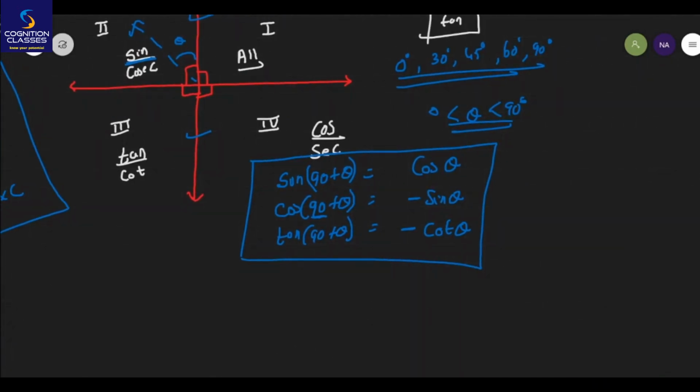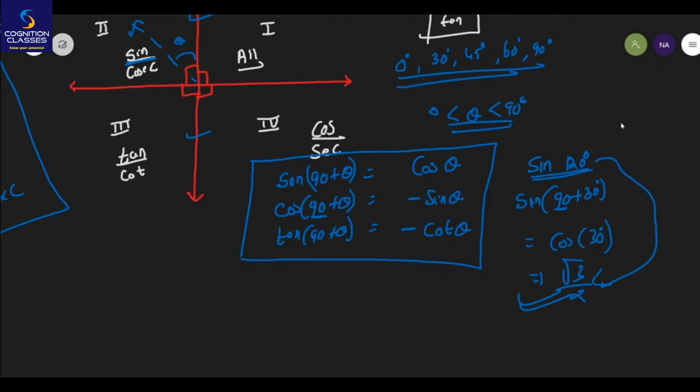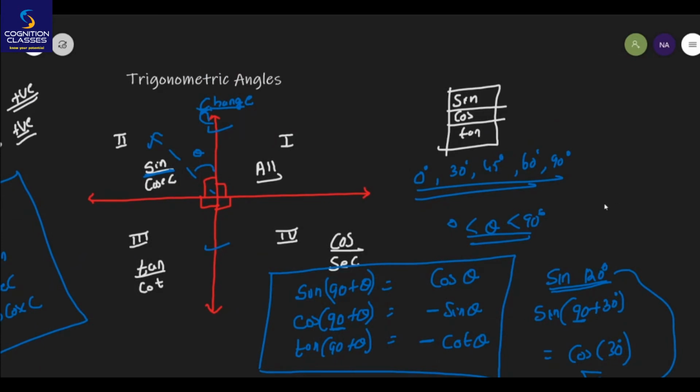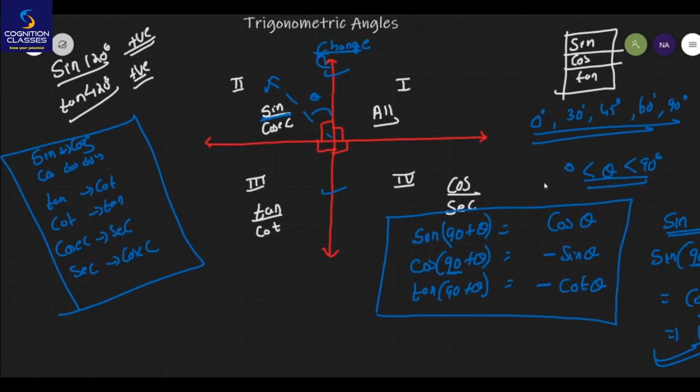Now if I told you to calculate the value of sine 120 degree, then you can write 120 degree as sine 90 plus 30. Fine. Then sine 90 plus theta means second quadrant, so the value will be positive, and since 90 is present here, sine will get converted to cos. So we will have here cos 30 degree. The value of cos 30 degree we already know, that is root 3 by 2. So I can say that the value of sine 120 degree is equal to root 3 by 2. This is how we can calculate any given trigonometric ratio of any given angle.